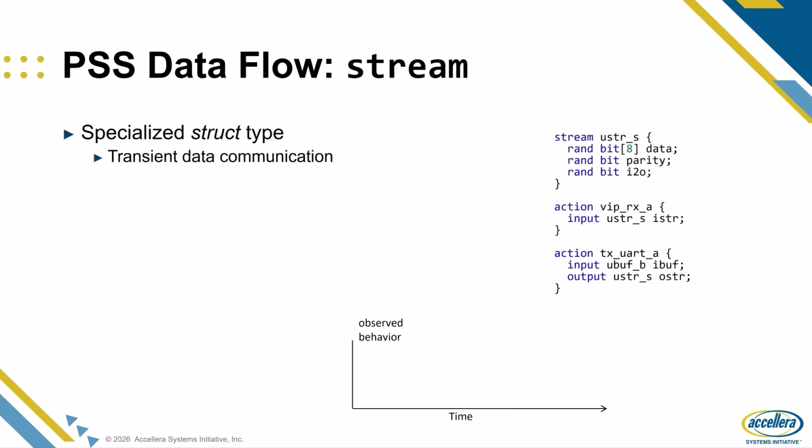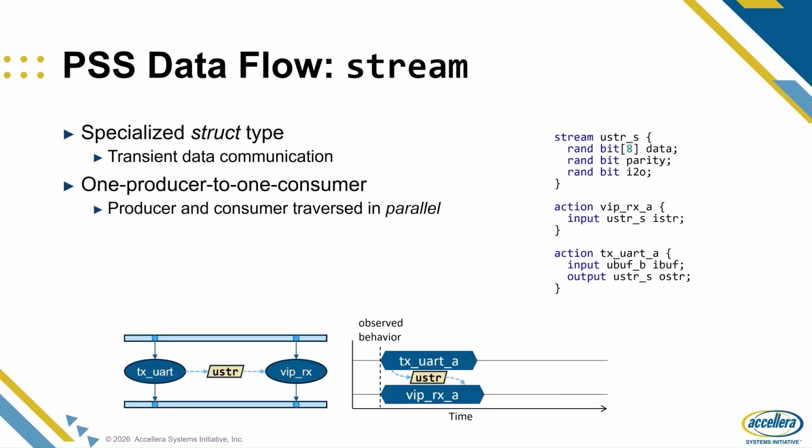Streams, on the other hand, model transient data, which means that the data only exists while both producer and consumer are active. Here we've added a stream object output to the TX UART action, and the VIP RX action inputs a stream of the same type. Streams can only have one producer and one consumer, and the two actions must execute in parallel.